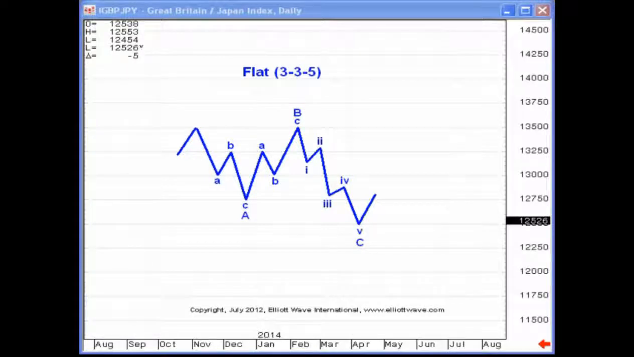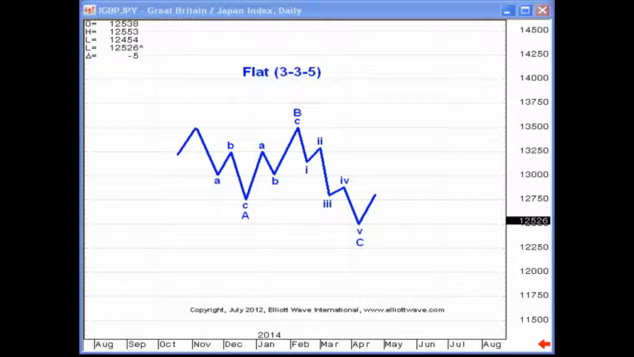Within the wave principle, there are two types of wave modalities: motive waves and corrective waves. With respect to motive waves, you have two types: impulse waves and ending diagonals. With respect to the corrective wave family, you have three types of corrections: zigzags, flats, and triangles. Today, we're going to be looking at the flat correction.